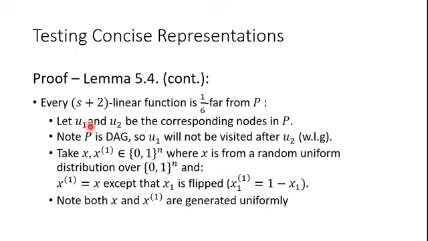So let U1 and U2 be the corresponding nodes in P, corresponding to x1 and x2. Note that P is a DAG, so we can assume without loss of generality that U1 will not be visited after U2. Now we take x and x1 from {0,1}^n to be as such. x is from the uniform distribution over {0,1}^n, and x1 is identical to x, except that we flip the bit in variable x1. Note that both x and x1 are generated uniformly.